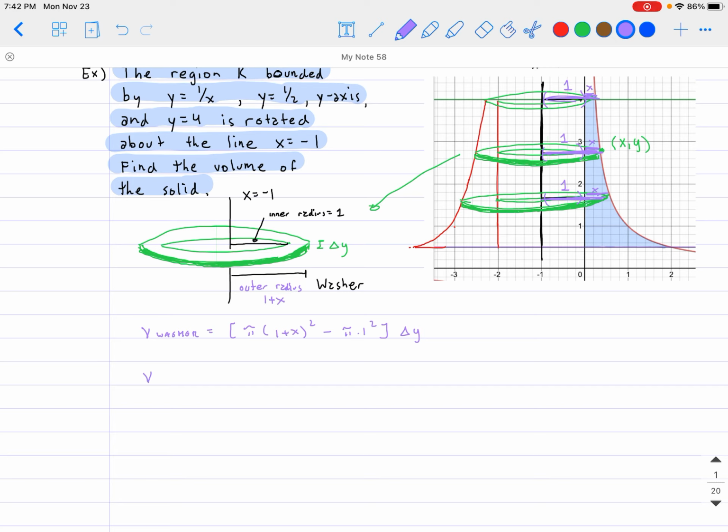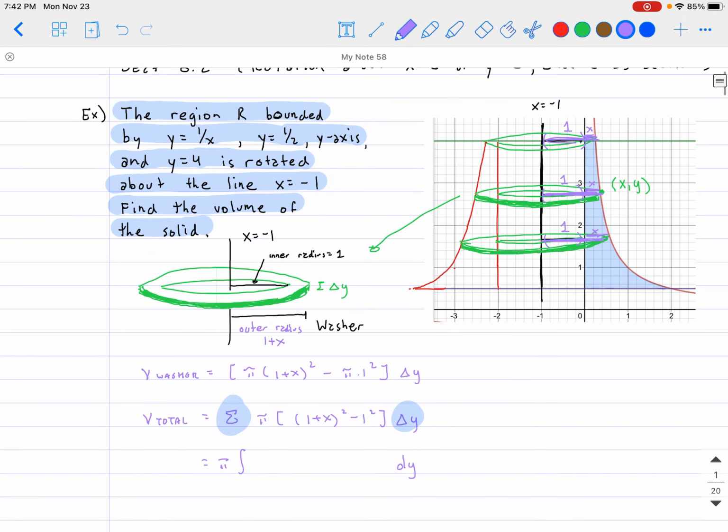So the total volume is going to be the sum of every single one of those washers. So the summation of this equation, and then I'm going to go ahead and factor out the pi that they have in common. So that's going to be (1 plus x) quantity squared minus 1 squared, and then we also have delta y. And as we mentioned in the last section, as soon as you see a summation and you also see a delta something, then that's where the integral setup is going to come in. So my integral, taking the pi outside, looks like it's going to be dy because we have delta y.